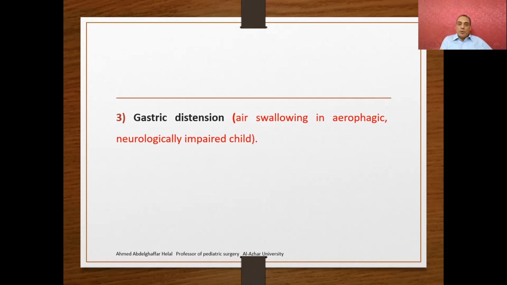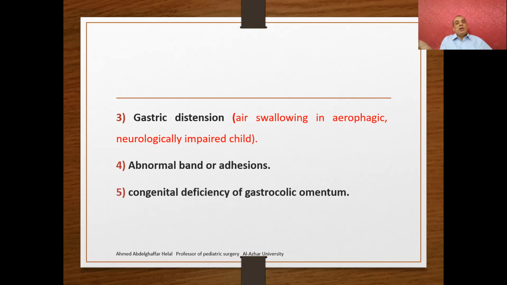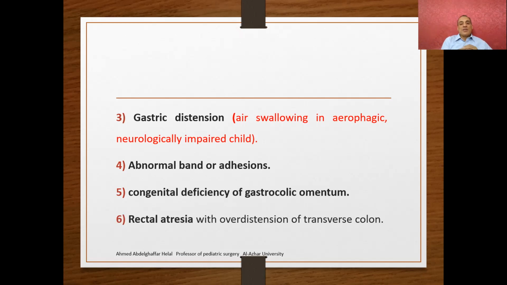In this type of population or this type of children, we observe more cases of gastric volvulus. Also, an abnormal band or adhesion may act as a lead point for the stomach to rotate around it. Congenital deficiency of the gastrocolic omentum may predispose the stomach to rotate and gastric volvulus may happen. In some cases of rectal atresia, overdistension of the transverse colon may predispose to gastric volvulus.